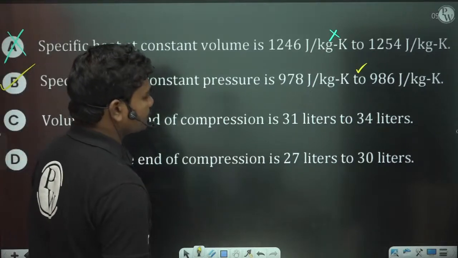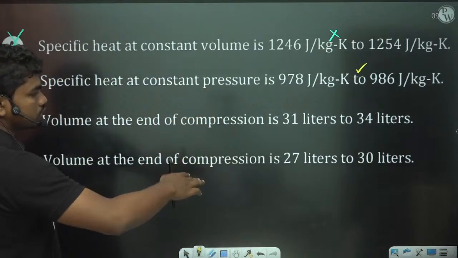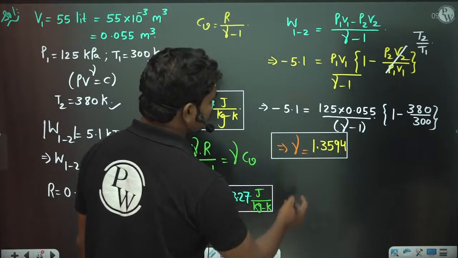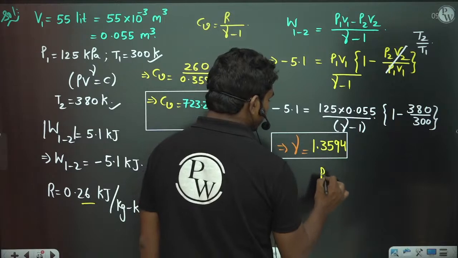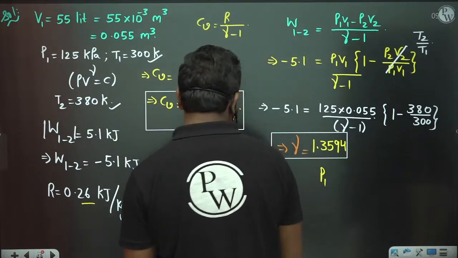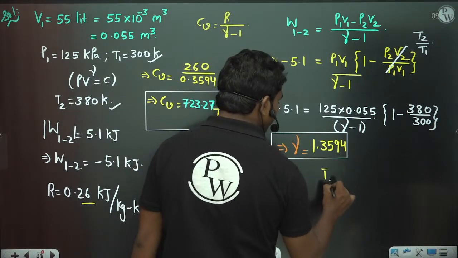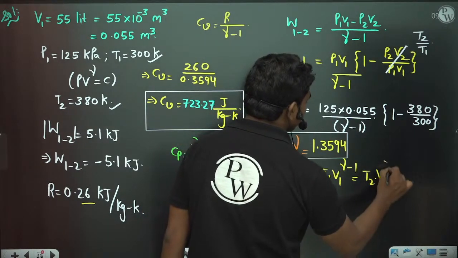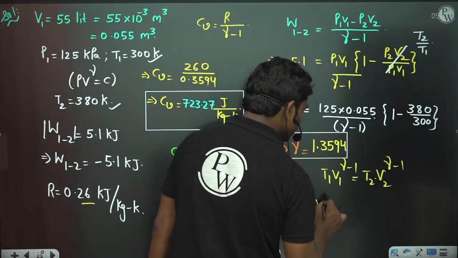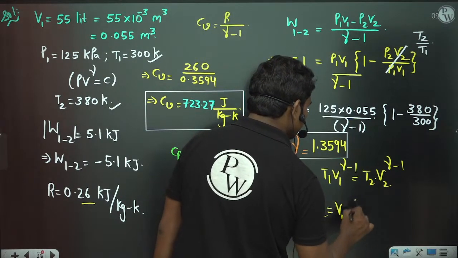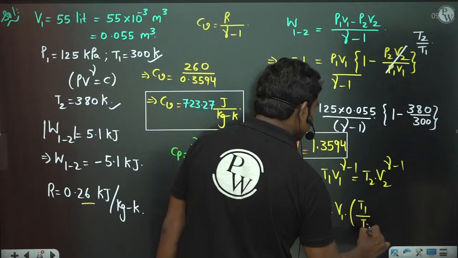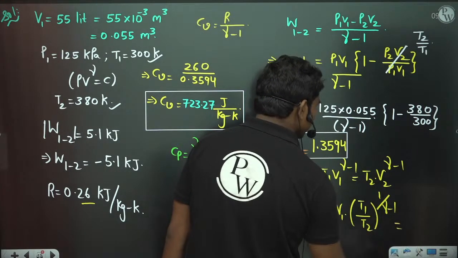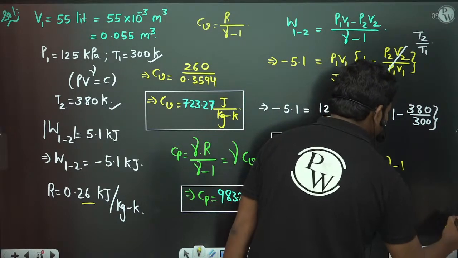Volume at the end of the compression is, options 31 to 34, 27 to 30. So let us calculate this volume at the end of the compression. Since we got the value of gamma, and temperatures are known to you, T1 V1 power gamma minus 1 is equal to T2 V2 power gamma minus 1. So this implies V2 is equal to V1 times T1 by T2 whole power 1 upon gamma minus 1. If you simplify this, this answer is going to be in meter cube.